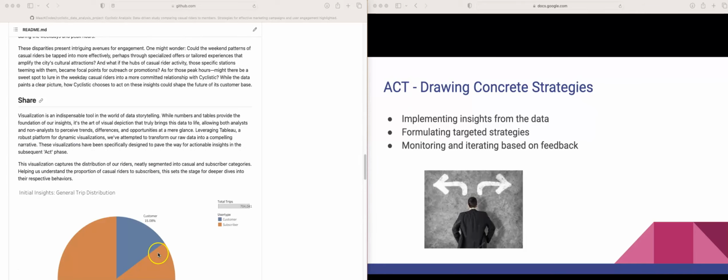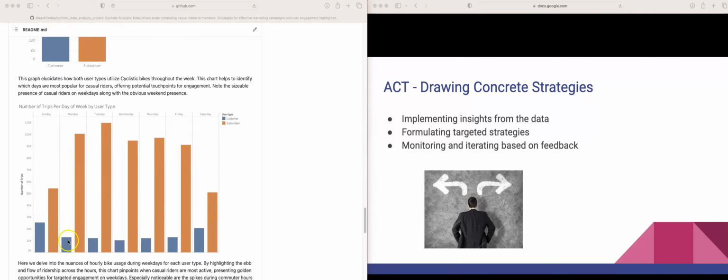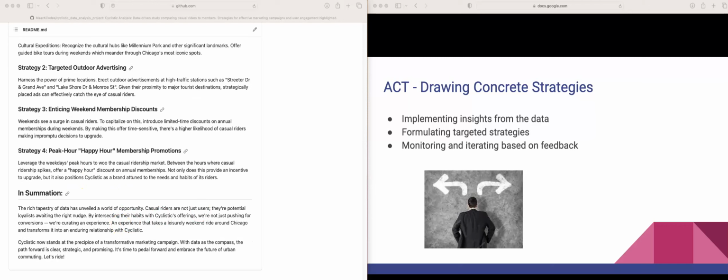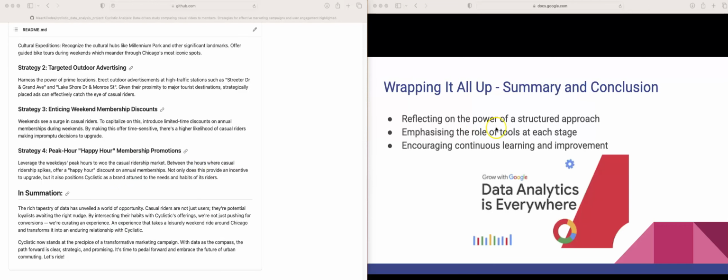And we could see that over here, that there are quite a few casual members, around 10,000 rides a day in the weekdays of casual riders, which could be converted into members. And offering something for them is a great deal.